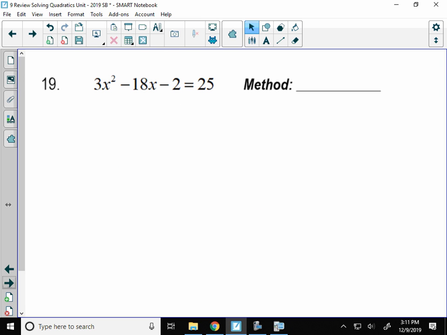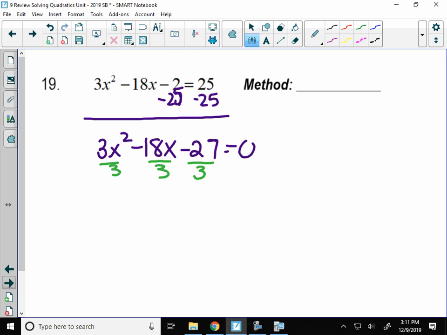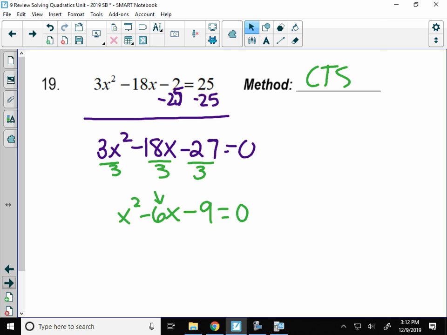Number 19. All right, well, let's see. I'm going to move the 25 back over to the left, just so that everything's set equal to 0. So I have 3x squared minus 18x minus 27, that into a 5, there we go, equals 0. So what method? Well, I can always use quadratic formula. Let's see about complete the square. If I divided by 3 here, I would have x squared minus 6x minus 9, which tells me I can use complete the square because this middle term is even, and that's what I want for complete the square.